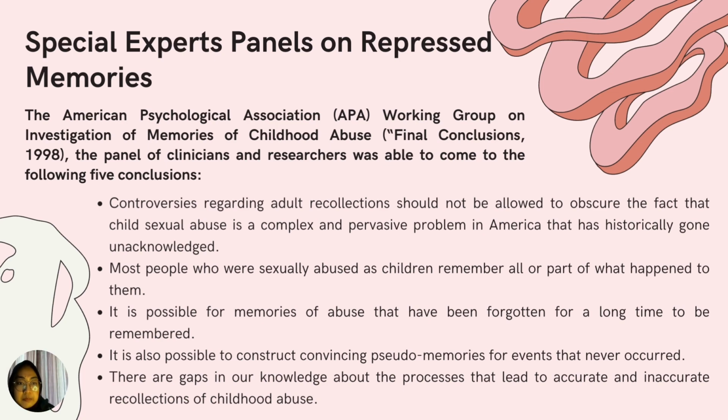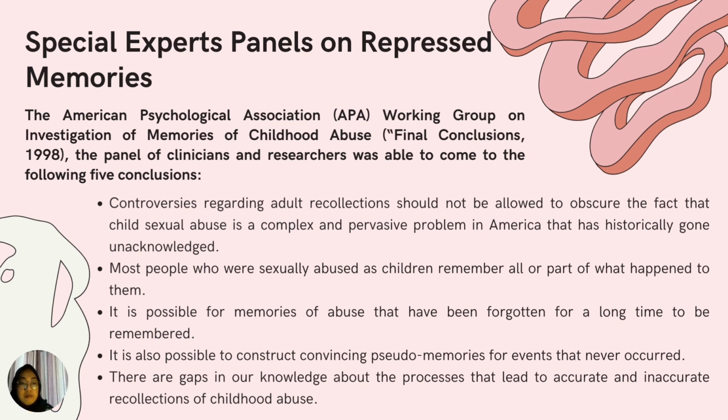Next, special expert panels on repressed memories. The American Psychological Association, or APA, Working Group on Investigation of Memories of Childhood Abuse. The panel of clinicians and researchers was able to come to the following five conclusions. First, controversies regarding adult recollections should not be allowed to obscure the fact that child sexual abuse is a complex and pervasive problem in America that has historically gone unacknowledged.